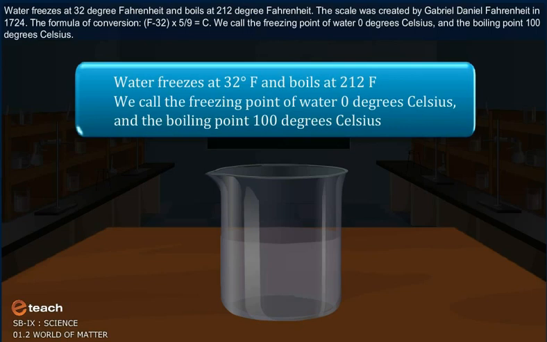The formula of conversion: Fahrenheit minus 32, into 5 by 9, is equal to Celsius. We call the freezing point of water 0 degrees Celsius and the boiling point 100 degrees Celsius.